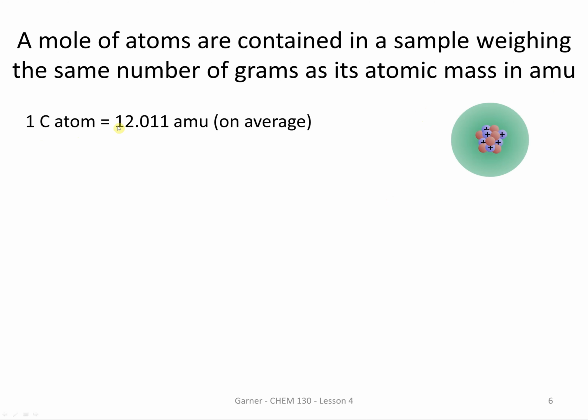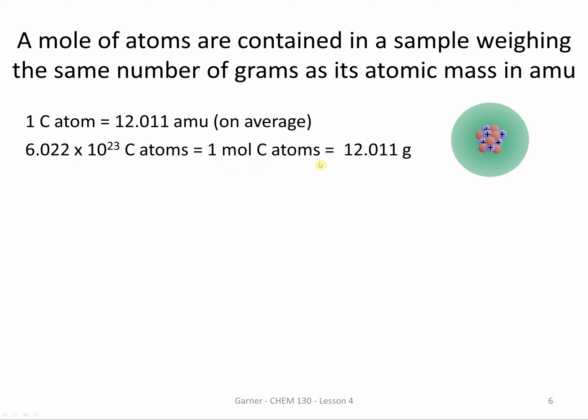1 carbon atom, on average, has a mass of about 12.011 atomic mass units. So this is the number from the periodic table. The atomic weight of carbon is 12.011. So what that tells us is that an average carbon atom has a mass of 12.011 atomic mass units. All right, so if you have a collection of Avogadro's number of carbon atoms, again, that's going to be the same as 1 mole of carbon atoms, just like 12 of something would be equal to a dozen.